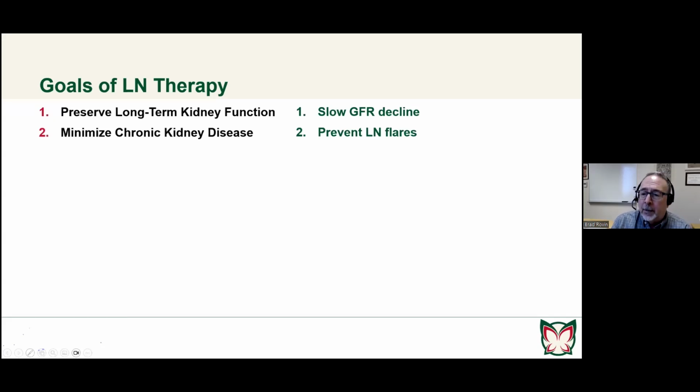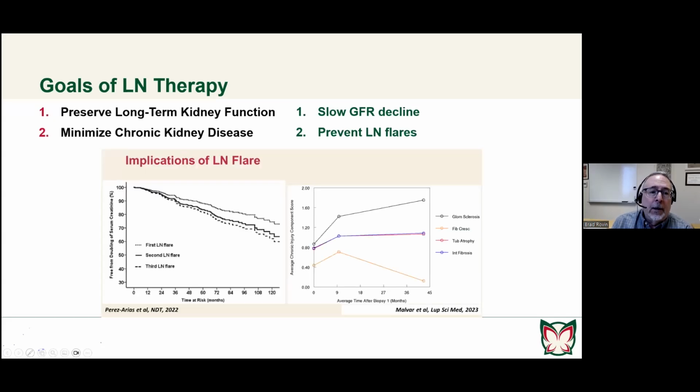We also want to minimize the development of chronic kidney disease and/or the tendency of progression, and we do that by reducing flares or preventing lupus nephritis flares. And this is just an implication of flares. I think everyone on this call probably appreciates it. On the left panel, doubling of serum creatinine is the y-axis. It's prevention of doubling of serum creatinine. When you double your serum creatinine, that's a well-accepted hard endpoint in clinical trials of the kidney because those patients are on their way to end-stage kidney disease.